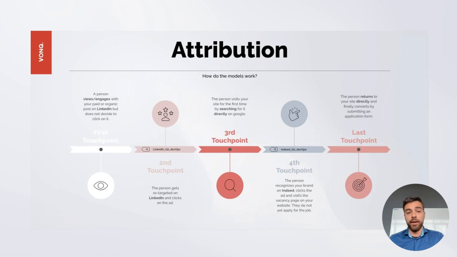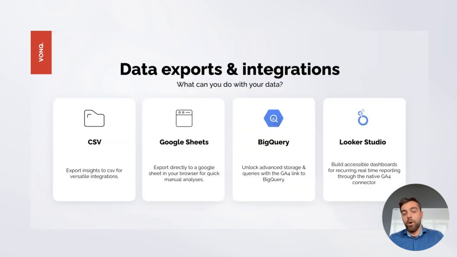It's a very big part of understanding how to look at your data. So very important part. What can you then eventually do with the data that you're gathering? Well, there's a couple of integrations possible. Of course, the most versatile one is a CSV file. You can usually integrate that into any system that you use. Apart from that, you can directly export to a Google Sheet in your browser. This is useful for very quick manual analysis of certain tables that you might be looking at.